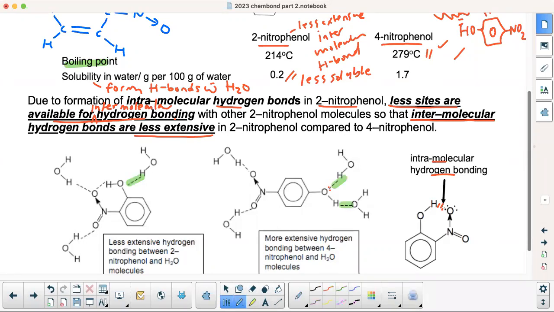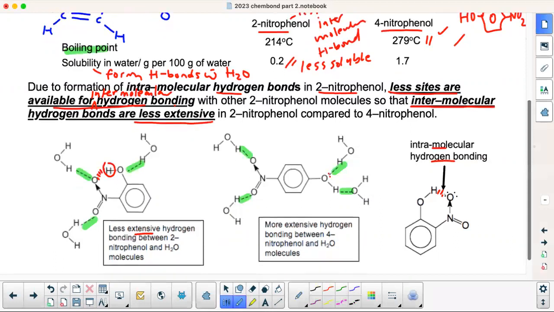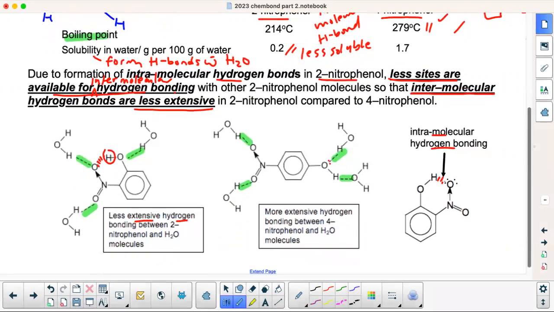Okay, so you look at how they drew it. Here, hydrogen bond, here, hydrogen bond, right? Here, how many? 1, 2, 3, 4. So this guy can form more extensive H bonds with water. This one less extensive. Why less extensive? Because this hydrogen cannot be used. It forms intramolecular H bond. Got it? So that's the answer. Less extensive H bonds. So over here they wrote down less extensive H bonds between this and water. So it implies what? Less soluble.